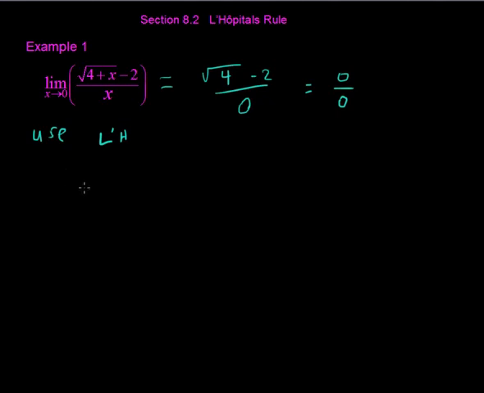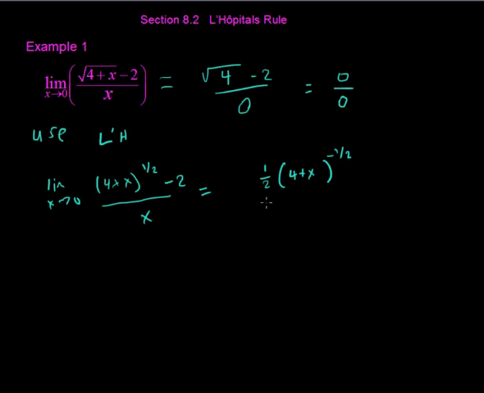So we're going to take the derivative of the top and the derivative of the bottom separately. To take the derivative of the top, I'm going to rewrite this thing: limit as x approaches 0 of 4 plus x to the 1/2 minus 2 over x. And so now when we take that derivative, the derivative would be 1/2 of 4 plus x raised to the negative 1/2 times the derivative of what's inside, which is just 1. The derivative of the minus 2 would be 0, over the derivative of x, which is 1. So the limit notation carries through.